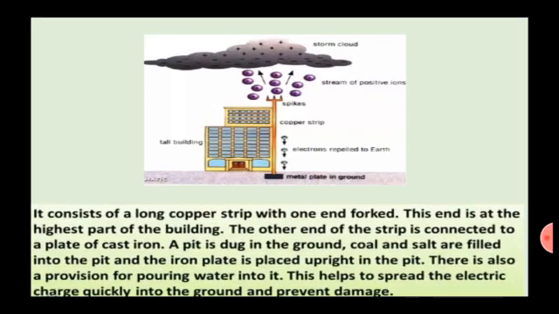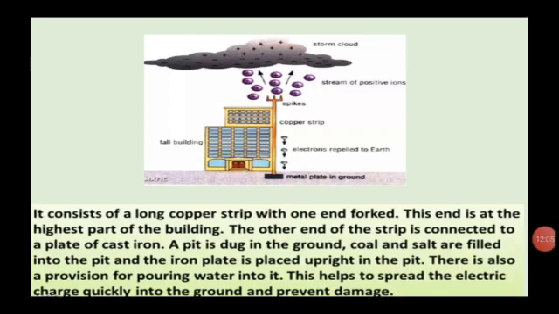It consists of a long copper strip with one end forked. This end is at the highest part of the building. The other end of the strip is connected to a plate of cast iron. A pit is dug in the ground, coal and salt are filled into the pit and the iron plate is placed upright in the pit. There is also a provision for pouring water into it. This helps to spread the electric charge quickly into the ground and prevent damage.